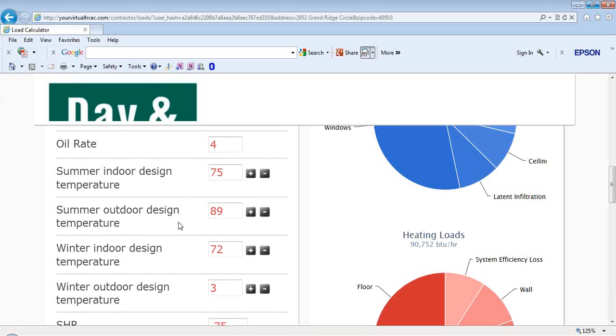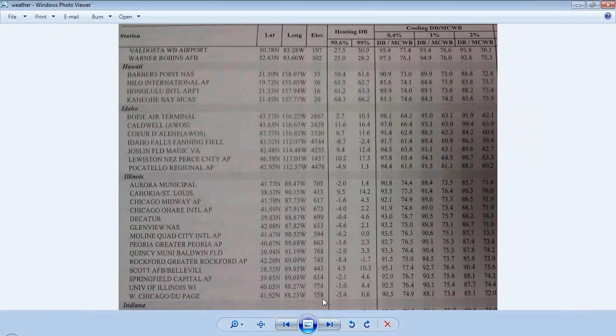The outdoor conditions pull the conditions based on the zip code for the facility. So in this case, it pulled 89 degrees for cooling design and 3 degrees for winter design. If I go look at the ASHRAE handbook, for example, and that's what I'm showing you up on the screen here, when I look at heating numbers, I have two different columns I can choose from.